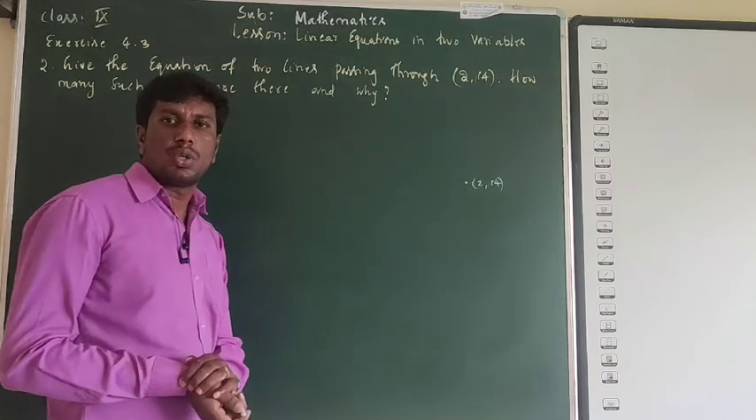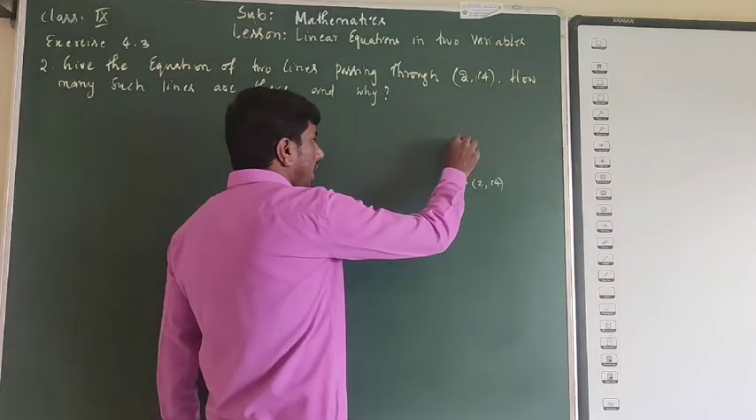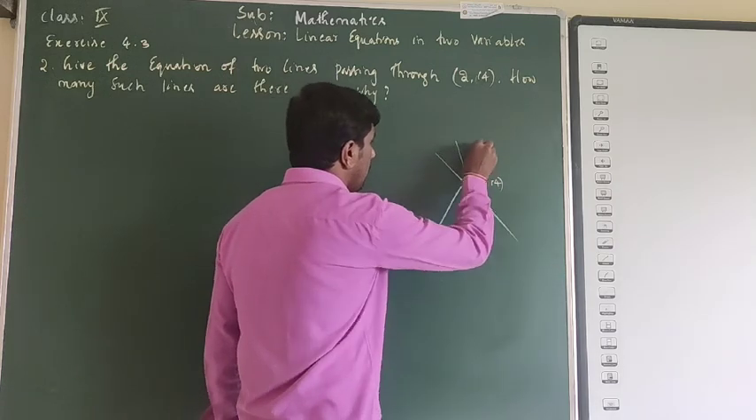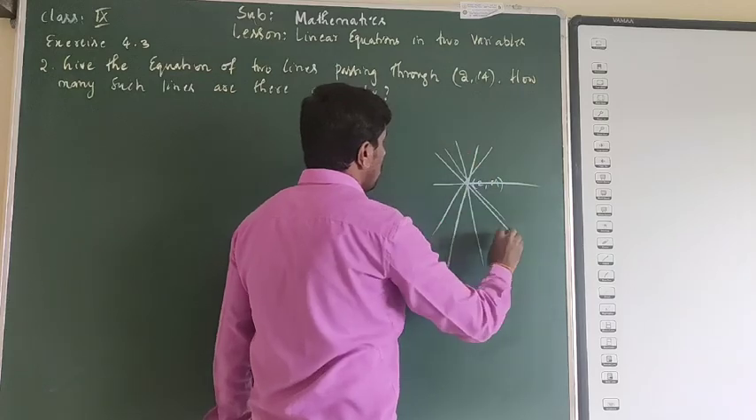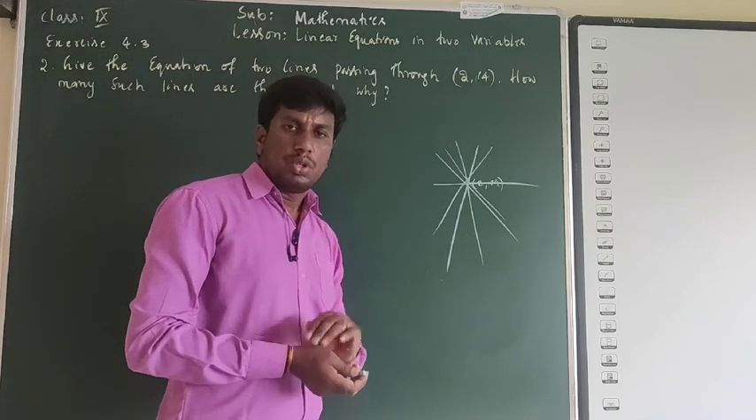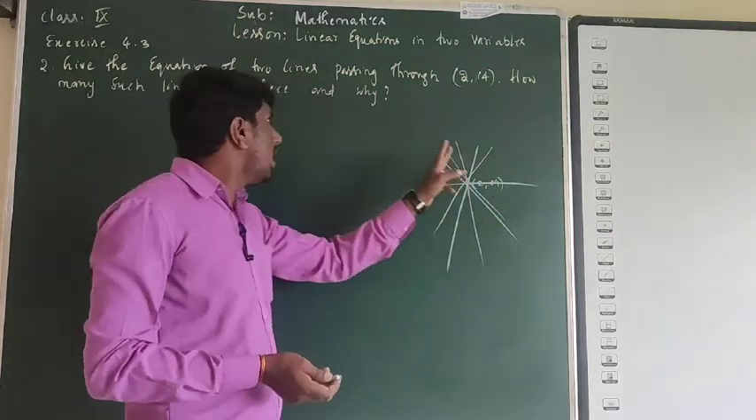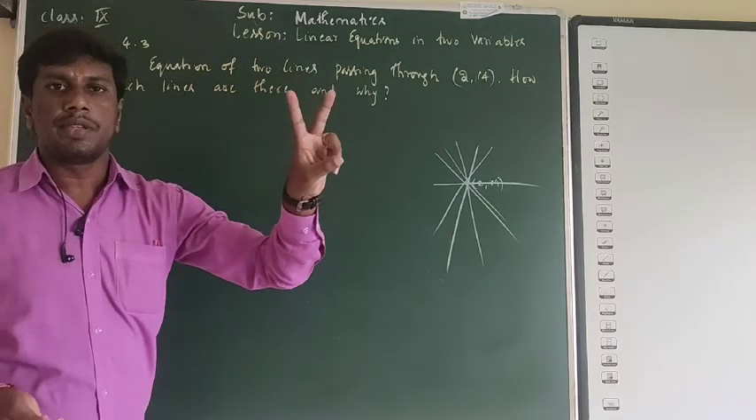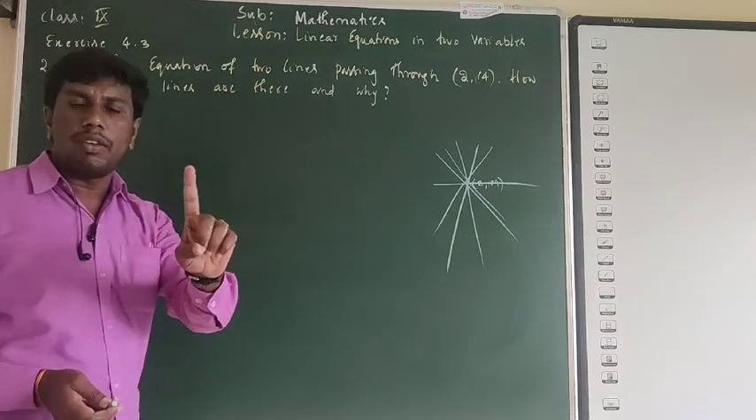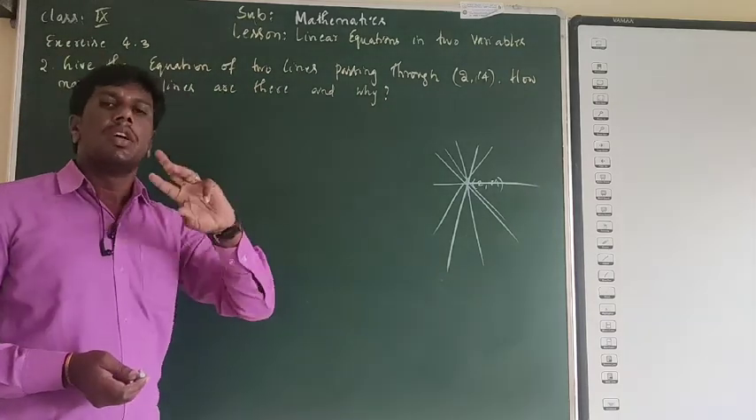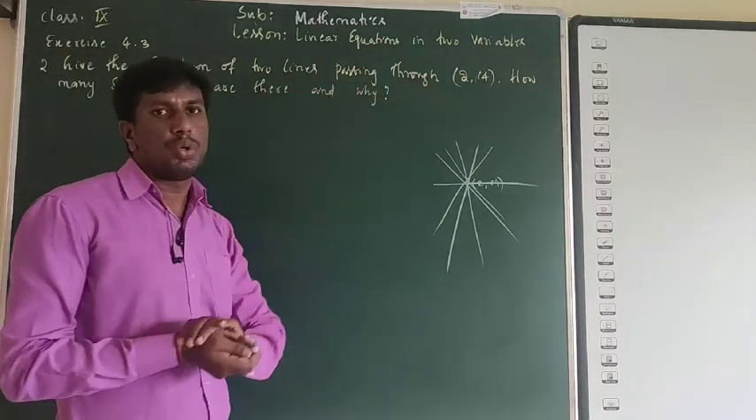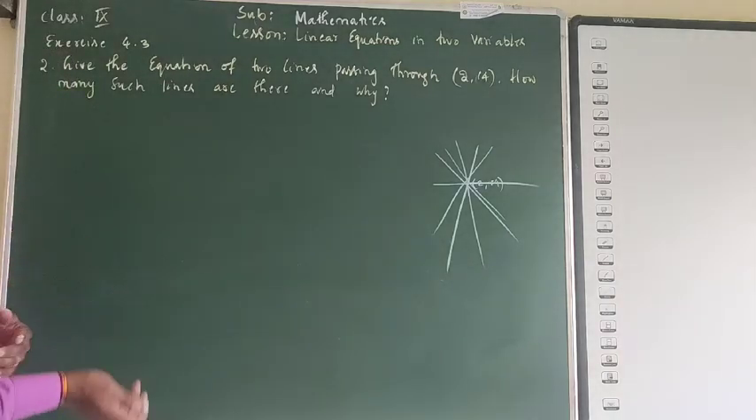How many lines can pass through this point? If I have a point, infinitely many lines can pass through it. So out of those infinitely many lines, I should give 2 lines. Those 2 lines will represent 2 equations, right? Each line will represent a linear equation in 2 variables. We should give 2 equations that pass through (2, 14). How many such lines are there and why?